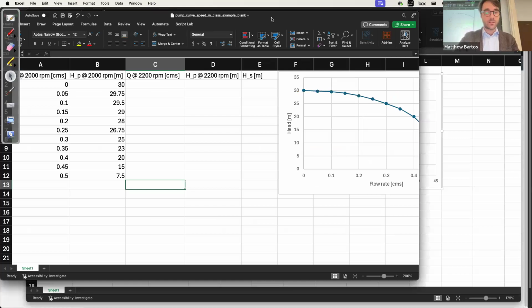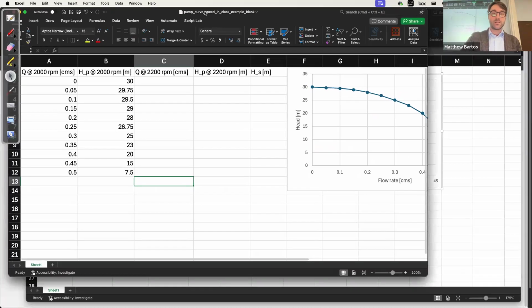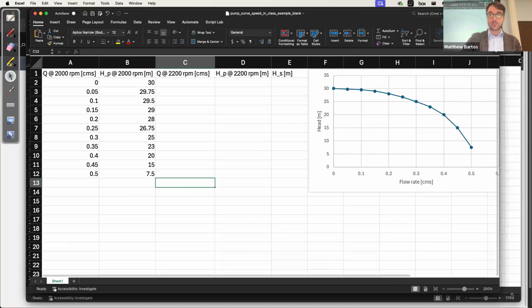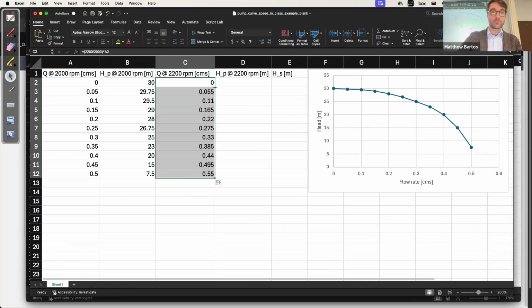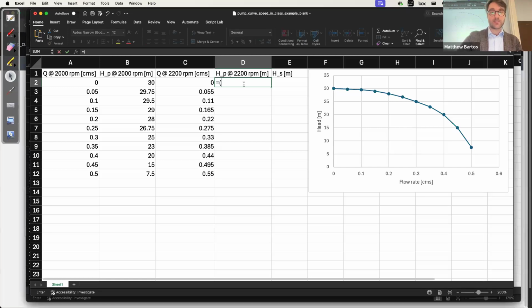Okay, so first thing, for computing the discharge at 2200 RPM, what do we do? We can just multiply the discharge at 2000 RPM by 2200 divided by 2000. And we pull that down. For the pump head, we take the pump head at 2000 RPM and multiply by 2200 divided by 2000 squared.